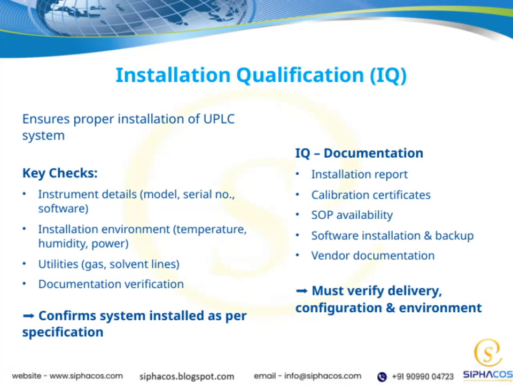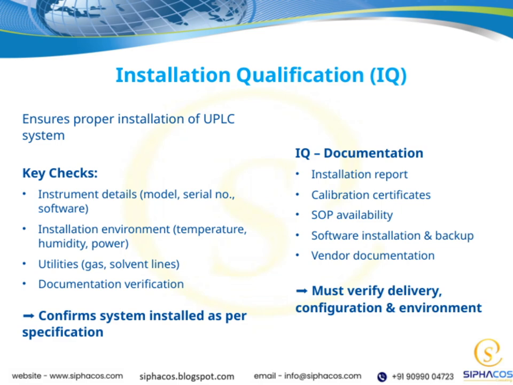Now, let's talk about the documentation involved in the IQ process. First, we need to review the installation report, calibration certificates, SOP availability, software installation and backup procedures, and all vendor documentation. These documents are crucial because they help us verify that everything was done correctly from the start. It's essential to ensure that the delivery, configuration, and environment meet the required specifications before moving forward.